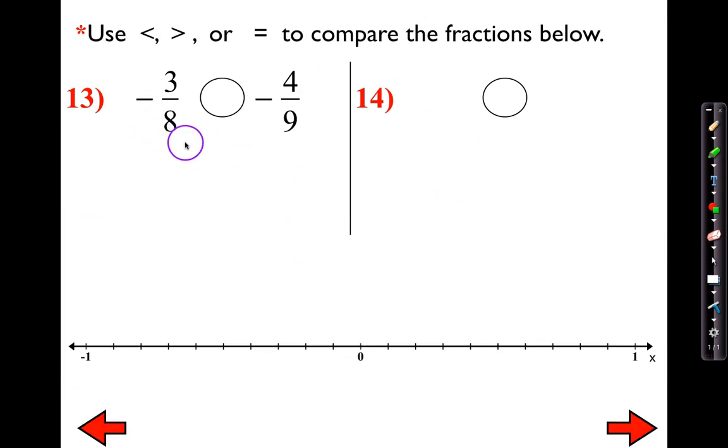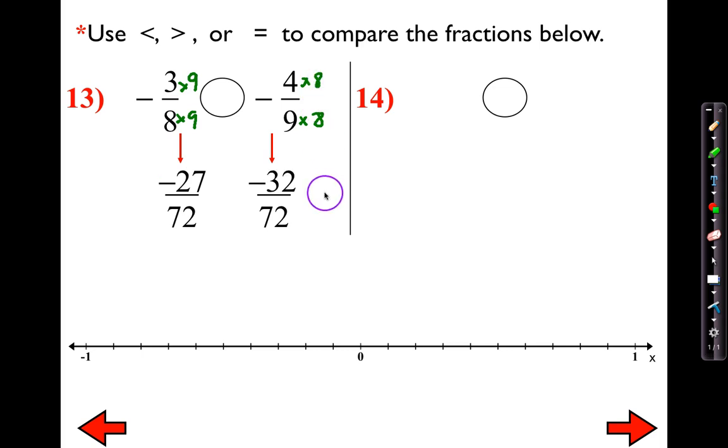Okay, so now go ahead and pause the video to try 13 on your own. Okay, so let's see how well we did. So here, we're going to find the lowest common multiple between 8 and 9, which is 72. You're going to have to multiply by 9, and that's going to give you a negative 27. Here, you're going to have to multiply by 8, which is going to leave you with a negative 32.